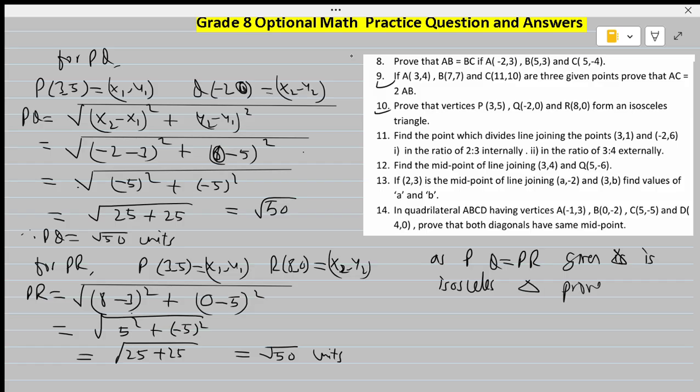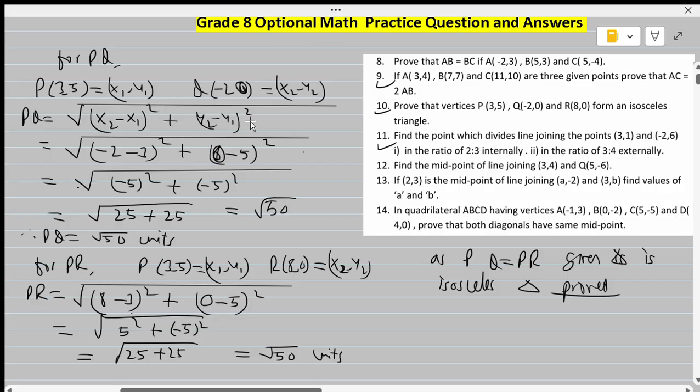Good. So that's what we see. So number 10 I make clear. Now I go with number 11. Before that, I make this clear.